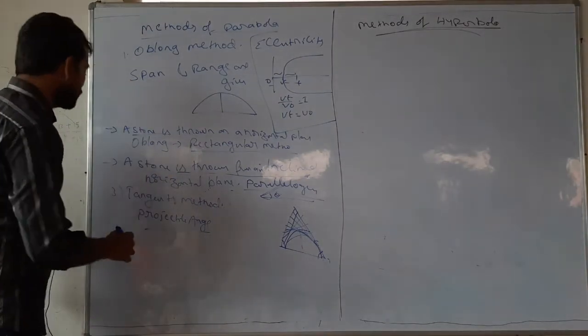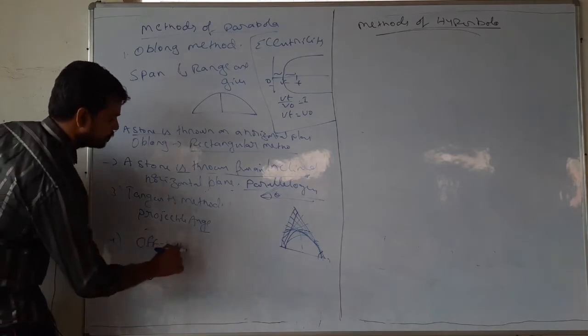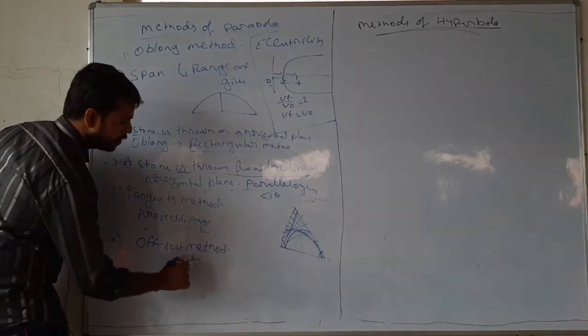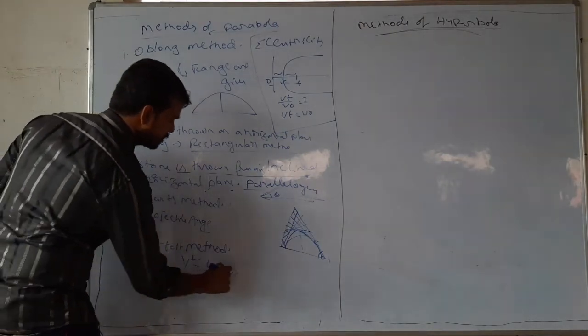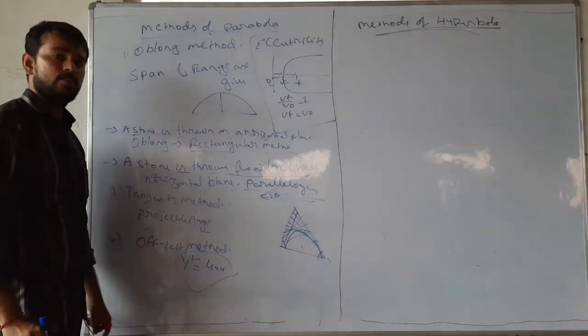This is about the parabola, and another one is the offset method, when it follows the y square is equal to 4ax principle. This is the characteristic of y square is equal to 4ax.